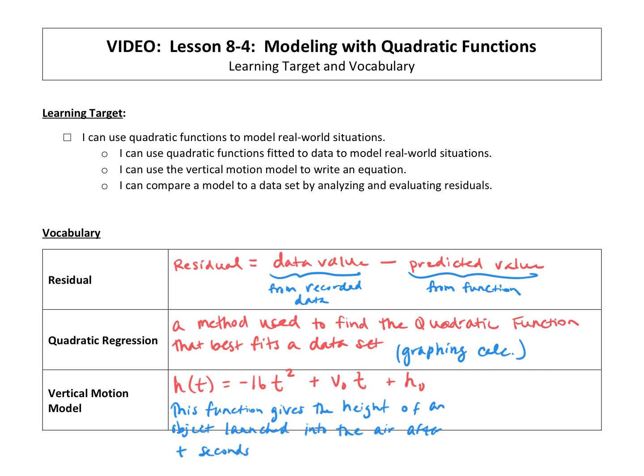And then you may have noticed we have some things within this function that we have not seen before. So this v with a subscript of 0, we call that initial velocity. So in the function, our initial velocity, that's a number, gets multiplied by your time. And then this h with a subscript of 0, that is the initial height.